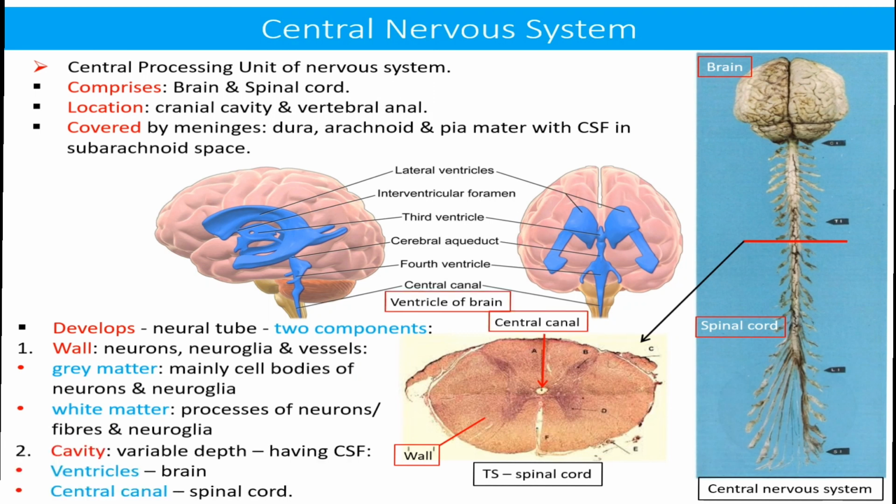Second part is the cavity, which is of variable depth and has cerebrospinal fluid inside it. In the brain, there is a network of a series of cavities of variable depth which are named as ventricles. And in the spinal cord, it is present as an elongated canal, the central canal.